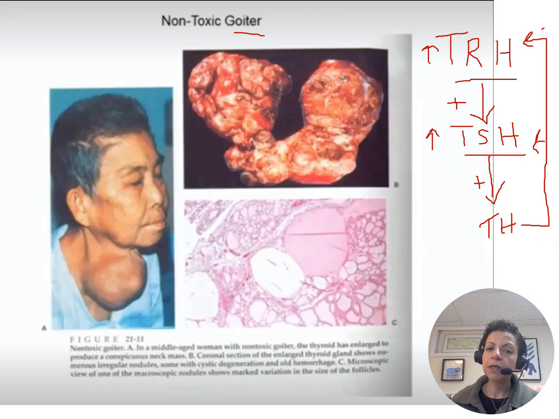Okay. But one thing we do know when we see goiter is there's either an elevation of TSH that's enlarging the gland, or there's an elevation of some hormone or some mediator that is enlarging the gland.